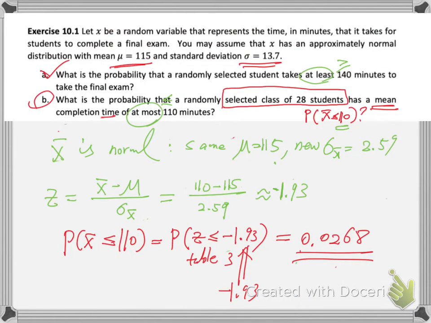So then we solved the B part of this question. So what's the probability? If we change this to a percentage, move it 2 places, so this is about 2.68%. Okay, so that's the question in chapter 10, which is the third case. Part A, we change x to z. Part B, we change x bar to z.